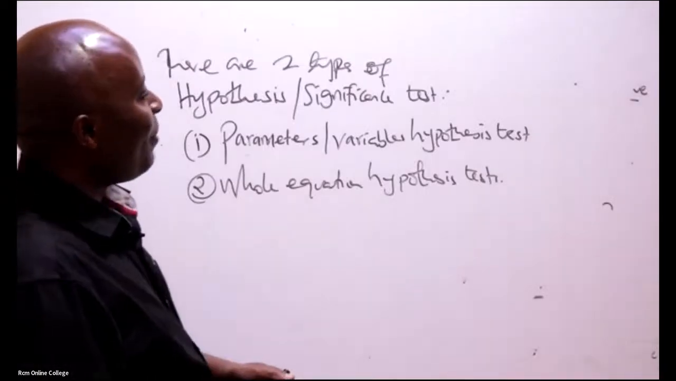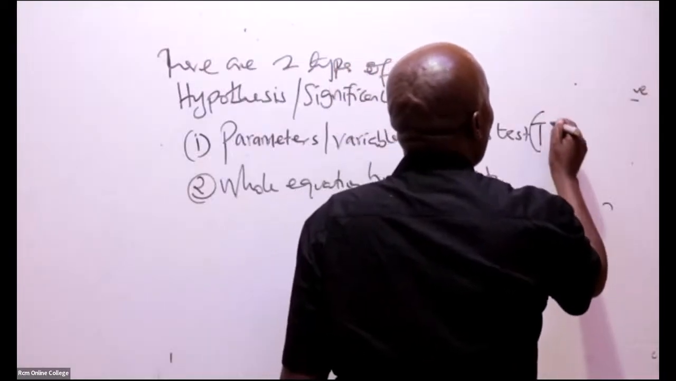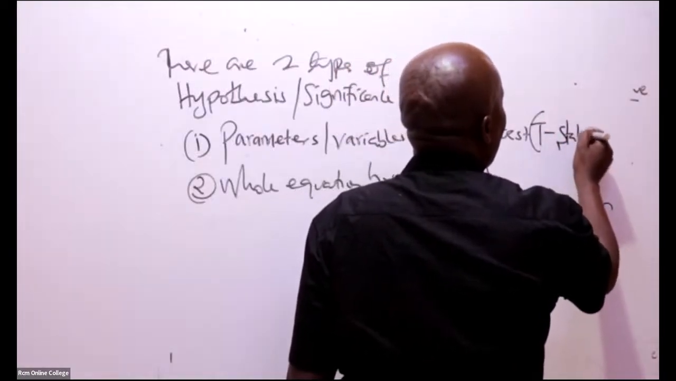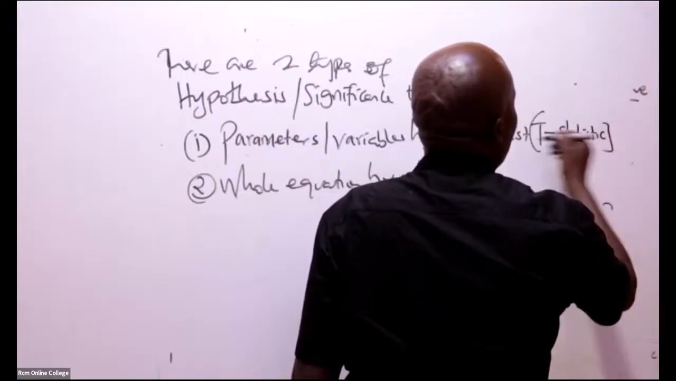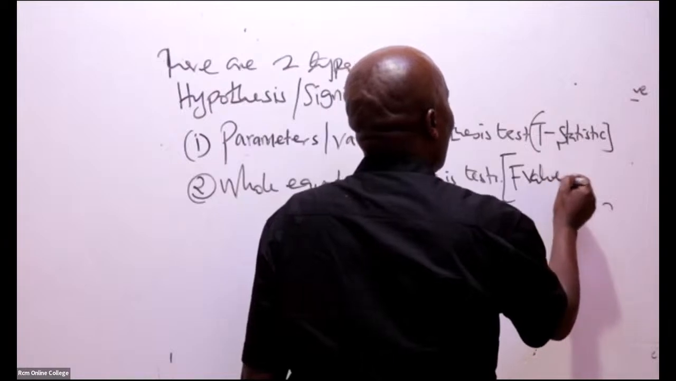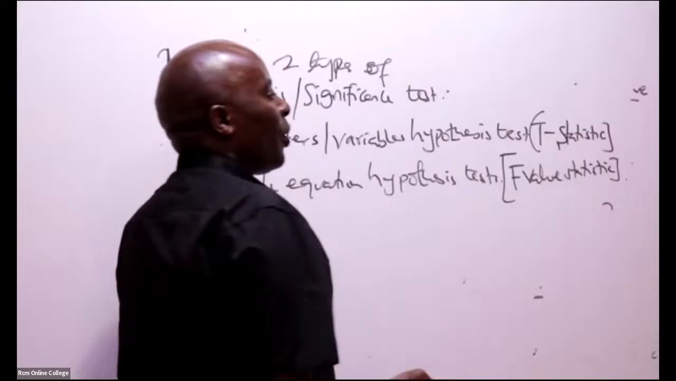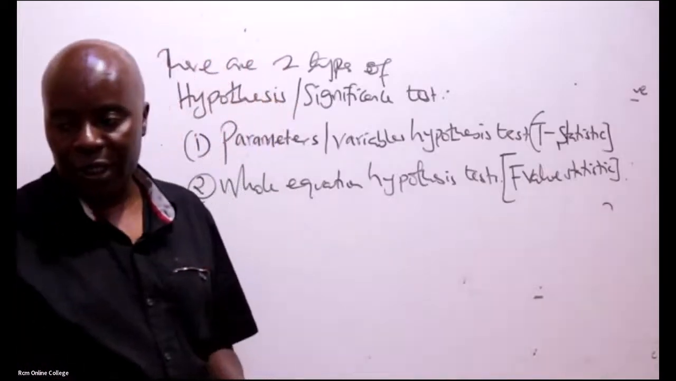Now for the parameters, or variables, hypothesis test, we shall always use what we call the t-statistic. And for the whole equation, we shall always use what we call the F-value statistic.